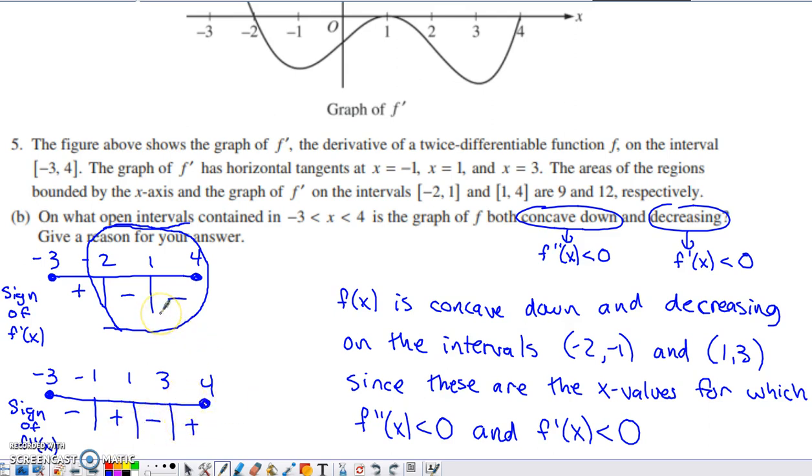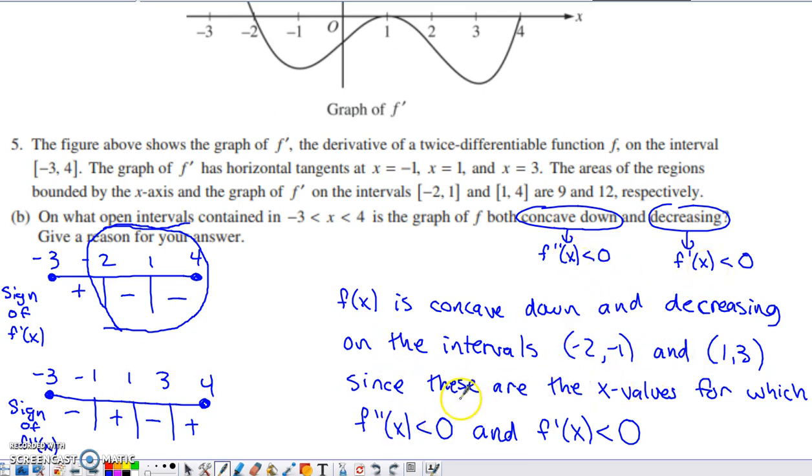So we're looking for when f prime is negative and f double prime is negative at the same time. So from negative 2 to 4, f prime is negative. From negative 2 to 1, f double prime is negative. So there's an open interval where both things are happening simultaneously. And then we're looking at a decreasing function, a negative value for f prime, clear up until we get to 4. So the only other time when f double prime is negative is from 1 to 3. And so here are the two open intervals where both of these things are happening simultaneously.